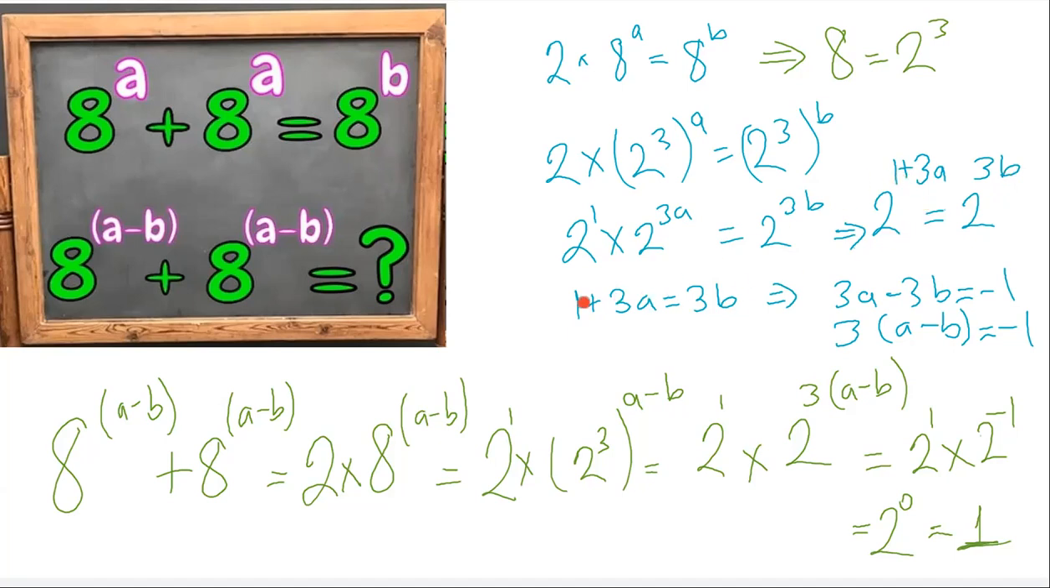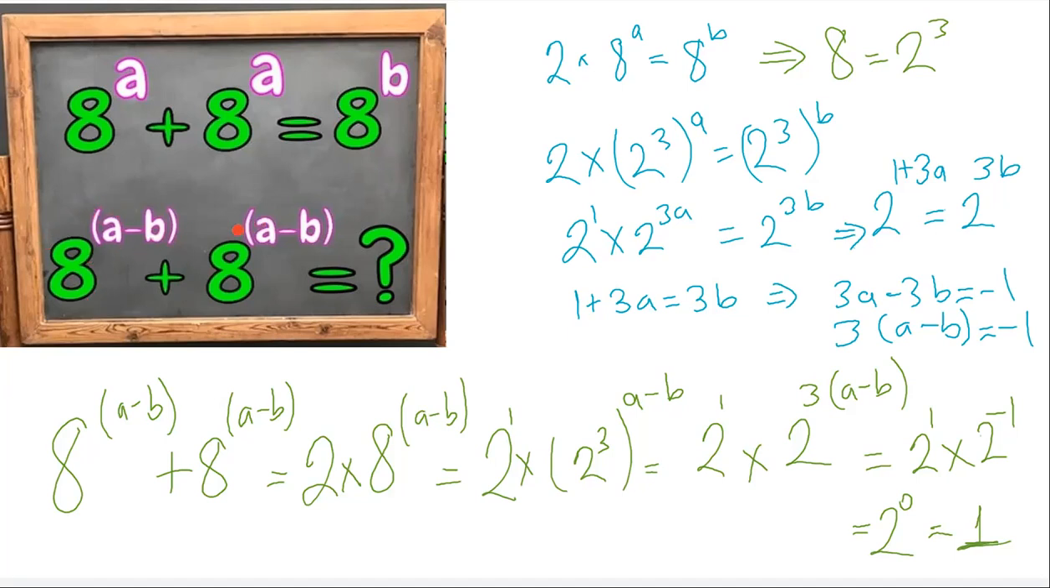So we write the new equation, 1 plus 3a equals 3b. And if we take 3b here and 1 there, we end up with this equation. And you see that 3's are common. So you can factorize this expression as 3 times (a minus b) equals -1. Now let's keep it here and simplify the other one.